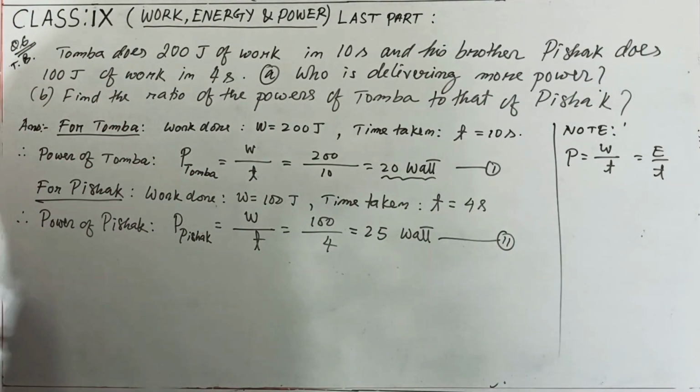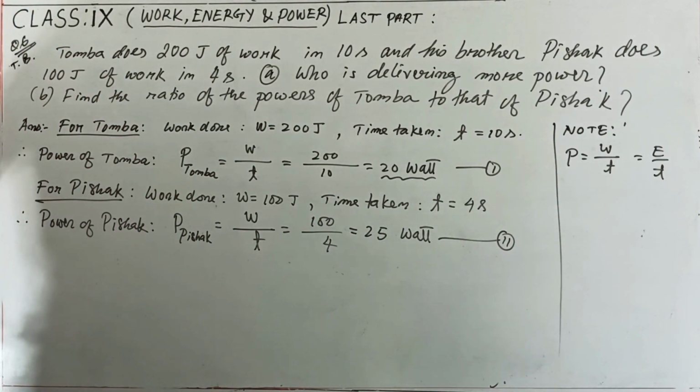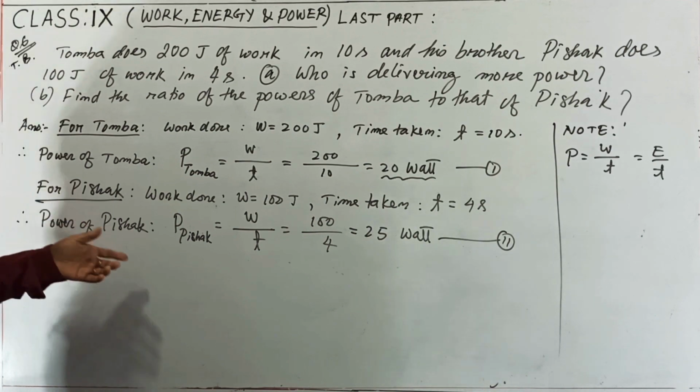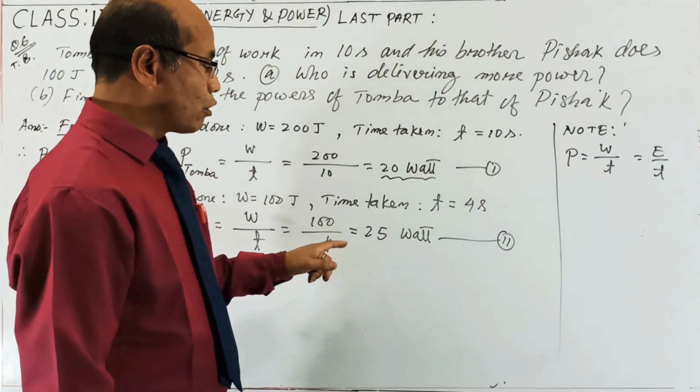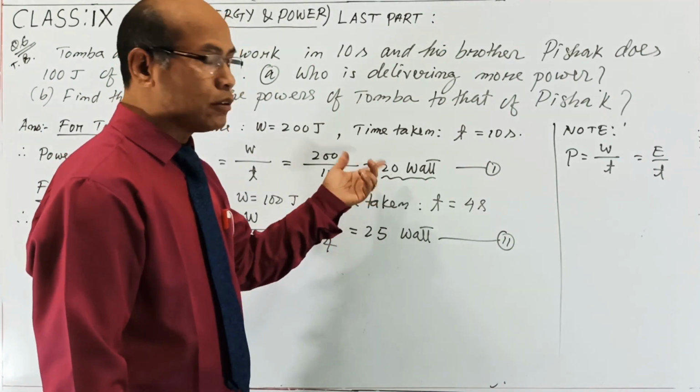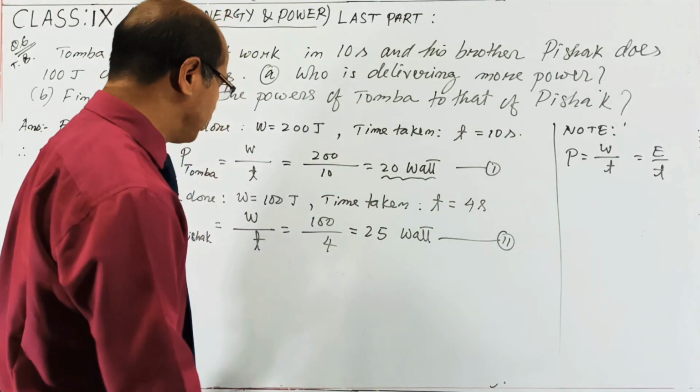So now from equation number 1 and 2, we got the powers of Tomba and Pisak. The power of Tomba is 20 watts, whereas the power of Pisak is 25 watts. Then, who is delivering more power? Pisak is delivering more power, because the power of Pisak is greater than that of Tomba.